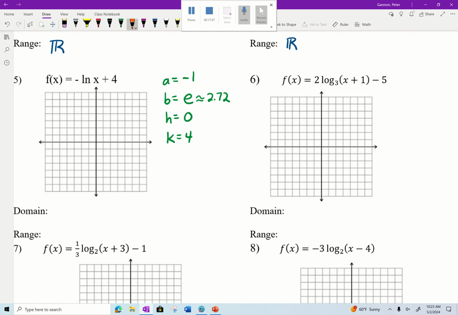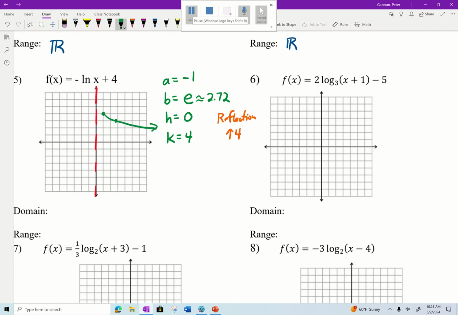So when it comes to transformations, we have a reflection, and we're going up 4. Our asymptote is going to be at H, which is 0. We're going to move the anchor point (1, 0) up 4. We're going to go back to the asymptote. This time we're going to go down 1 because of A being -1, and we're going to go right e, or about 2.7. So we're just going to go right, a little less than 3.